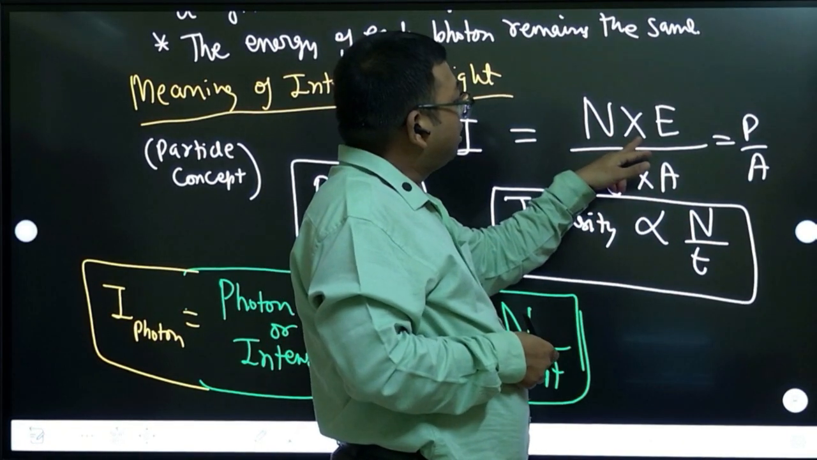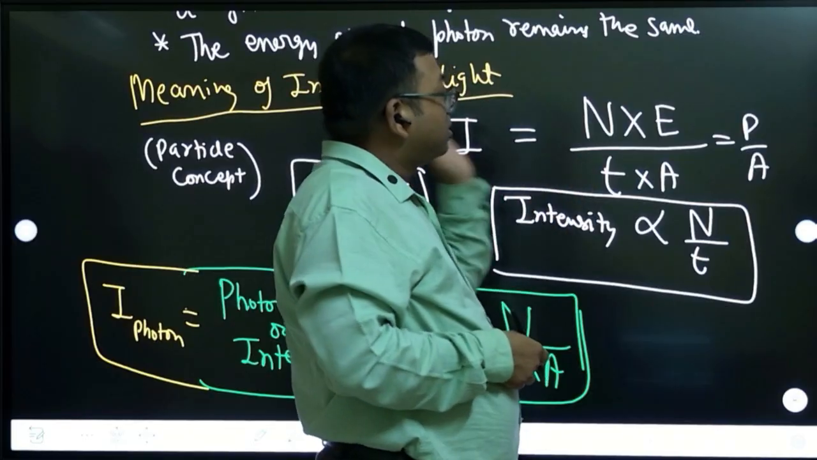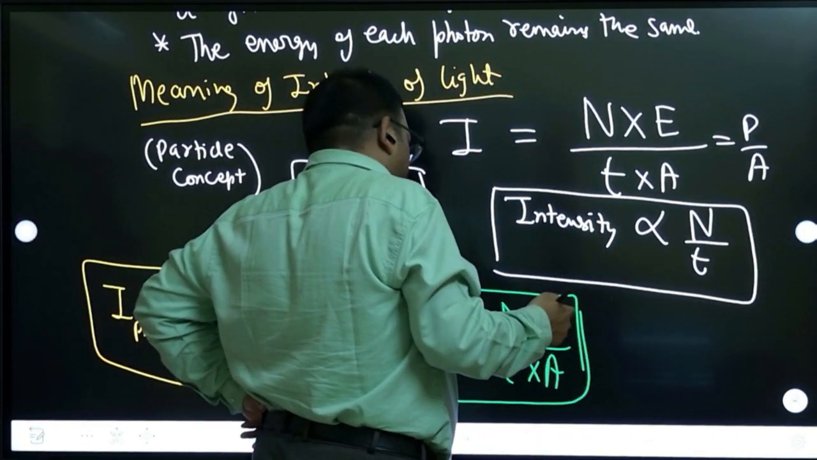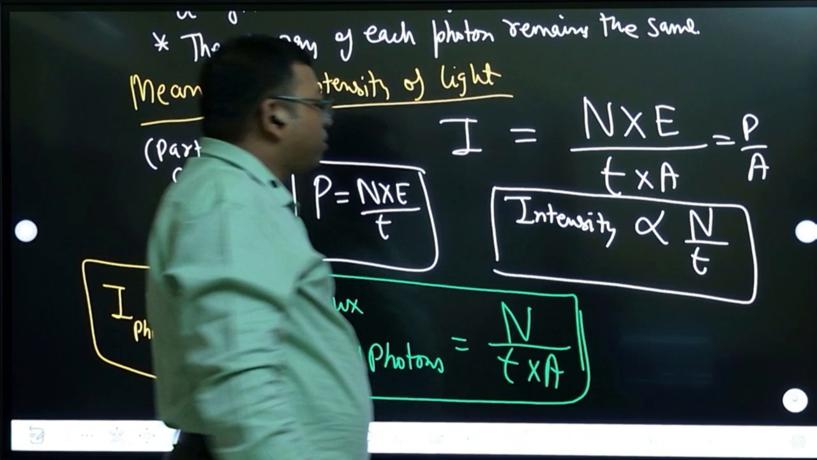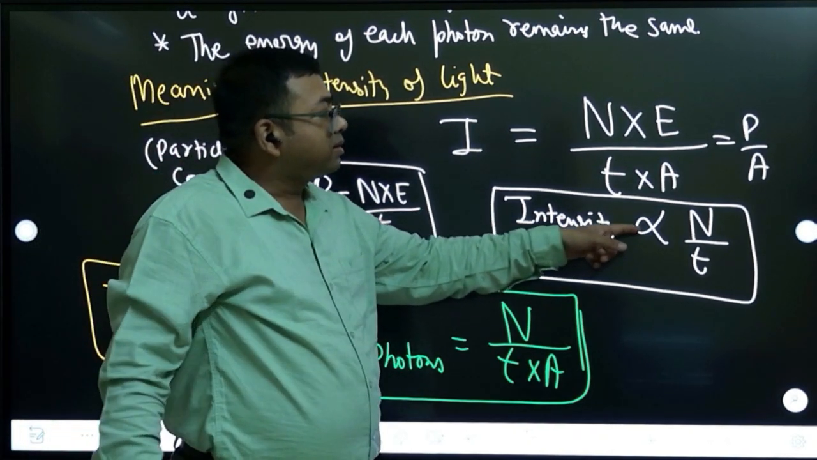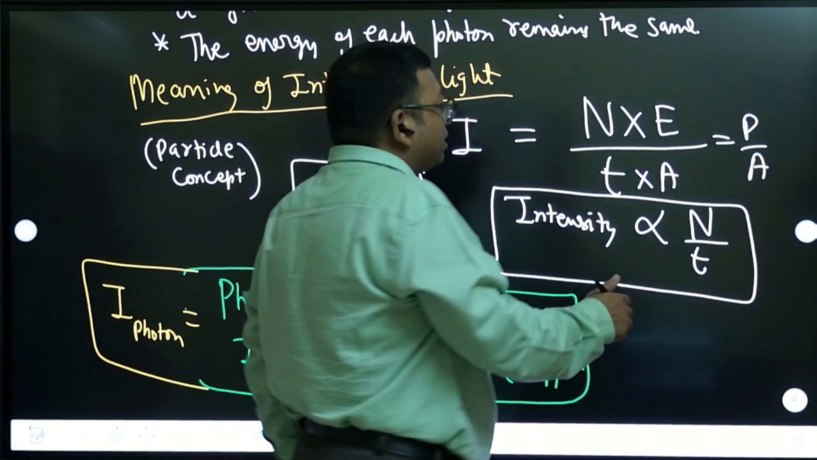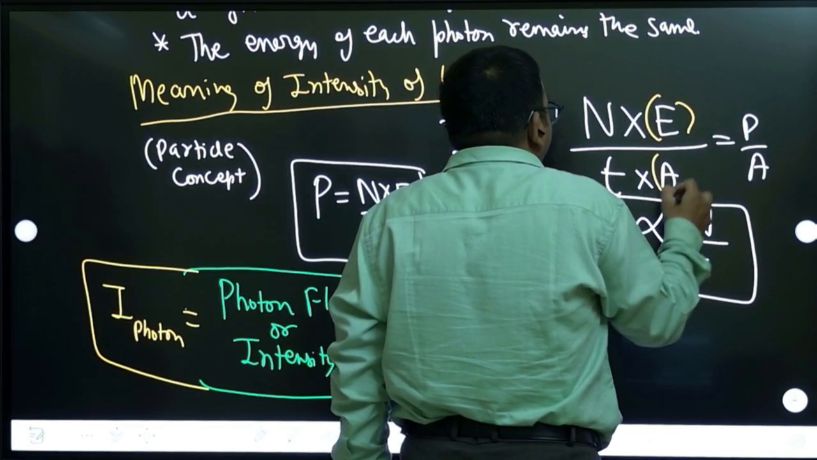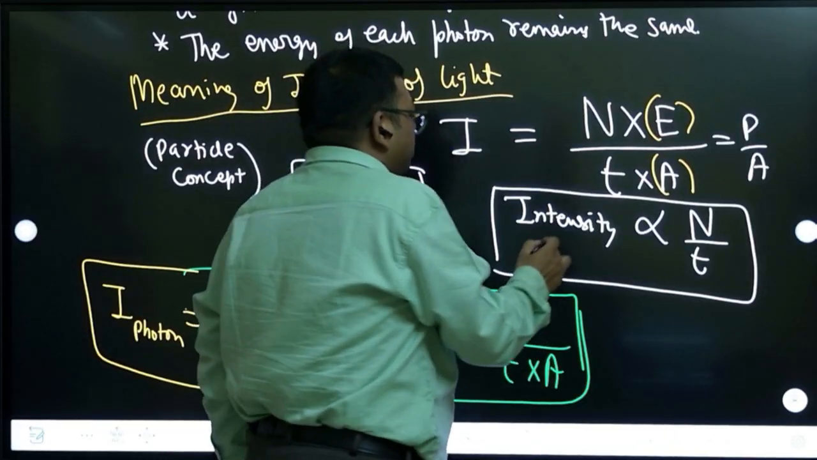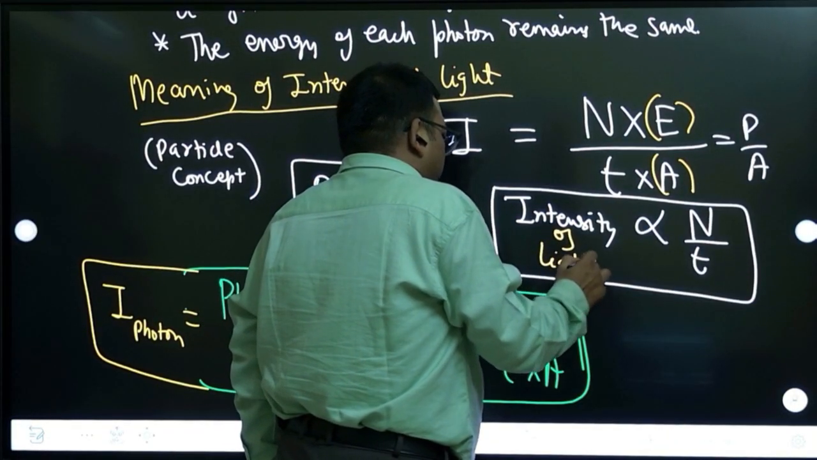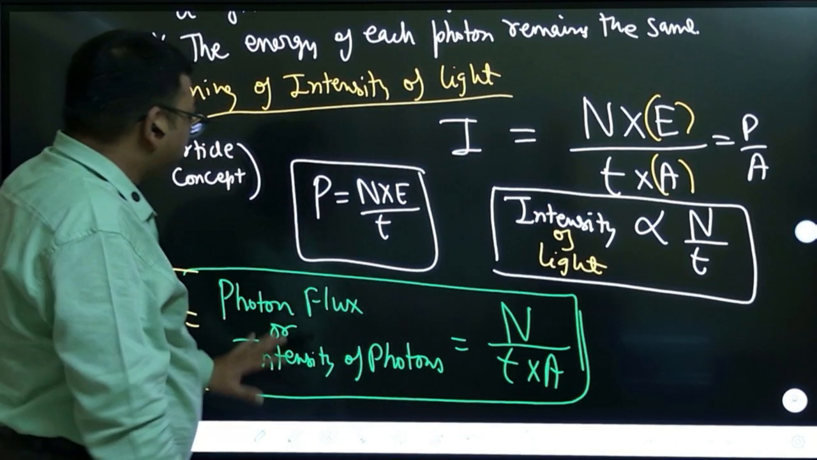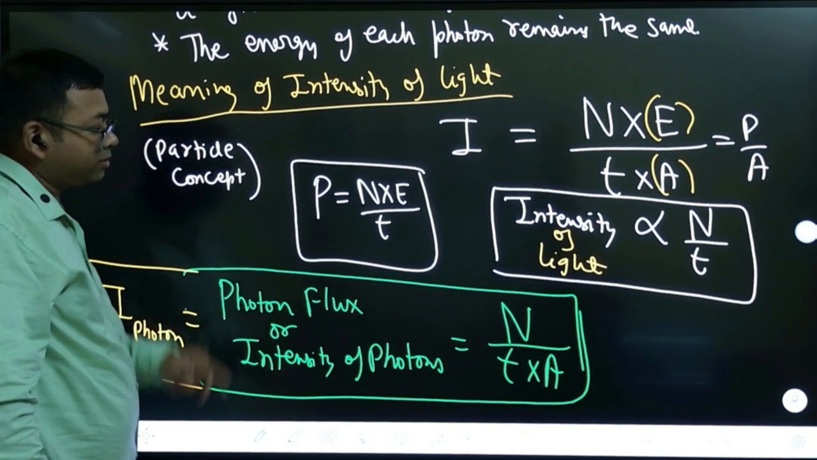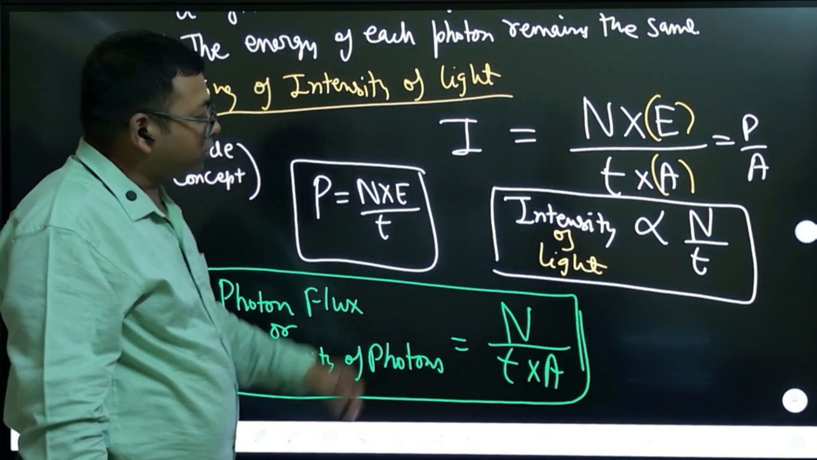Note that there have been a lot of arguments even with many teachers about what intensity proportional to N by T means. Now see, if I talk about intensity of light, then E is a factor which we are taking as constant. So if you take E and A constant, then this is the intensity of light. But this is not exactly the intensity of light, it is the intensity of the photon, which is called photon flux: the number of photons crossing per unit area.